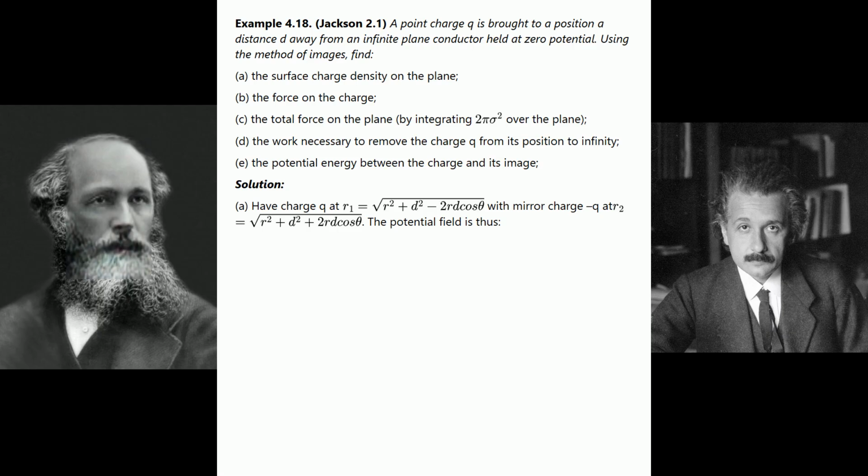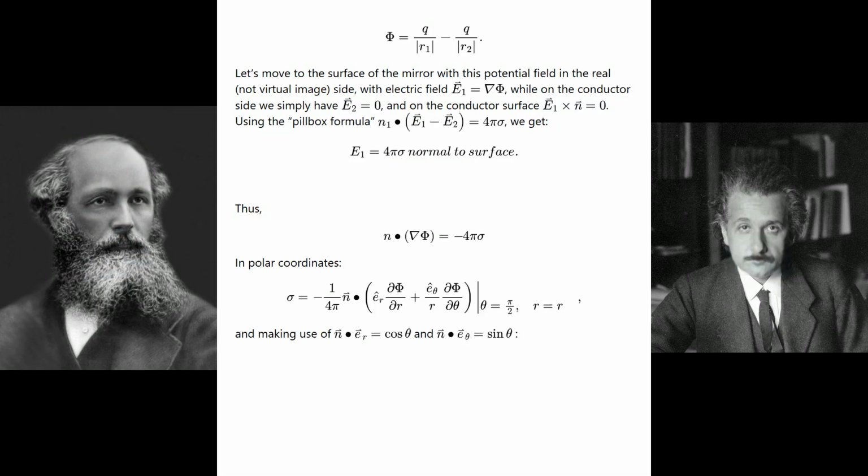The potential field is thus. See the next equation. Let's move to the surface of the mirror with this potential field in the real, not virtual image, side, with electric field E vector sub 1 equals gradient phi, while on the conductor side we simply have E vector sub 2 equals 0, and on the conductor surface E vector sub 1 times N vector equals 0.